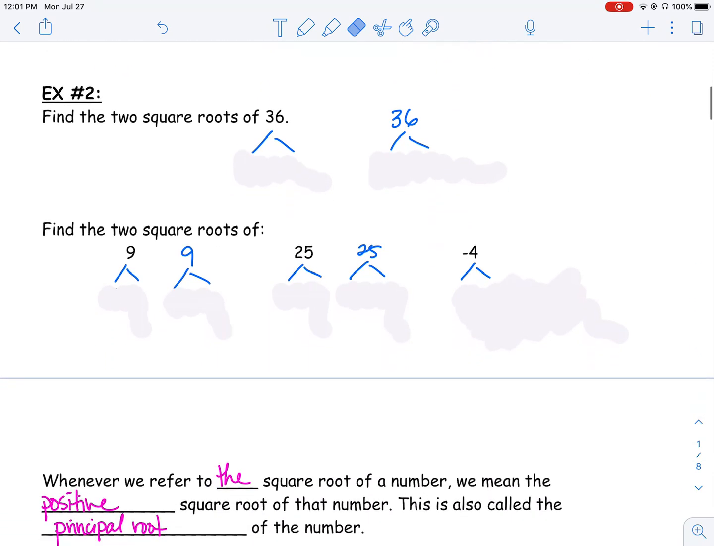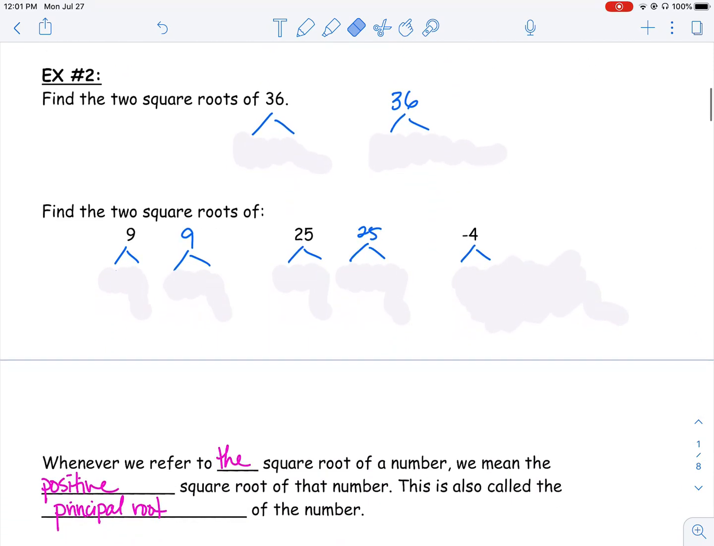All right, let's look a little bit more at roots of numbers. In example number 2, it asks us to find the two square roots of 36. So what number multiplied by itself gives us 36? Well, maybe you said 6 and 6. So the square root of 36 is 6. But what about negative 6 and negative 6? Doesn't negative 6 times negative 6 also give me positive 36? So I could actually say that there are two square roots of 36, positive 6 and negative 6.